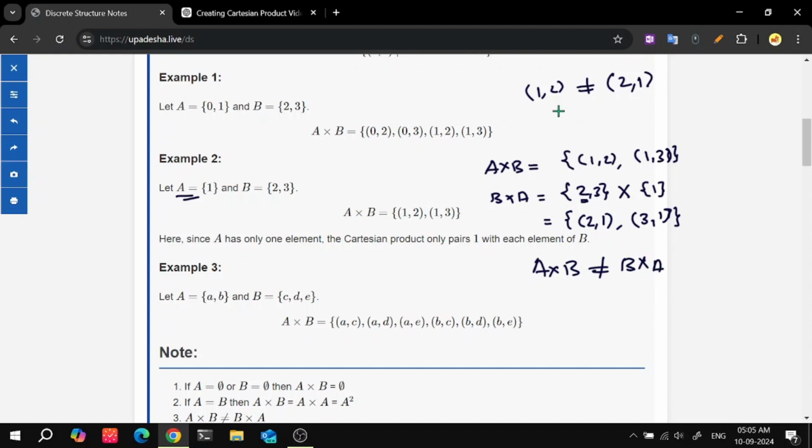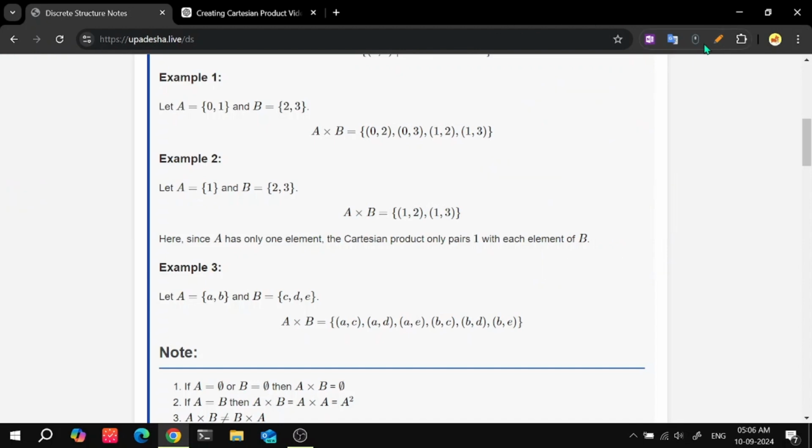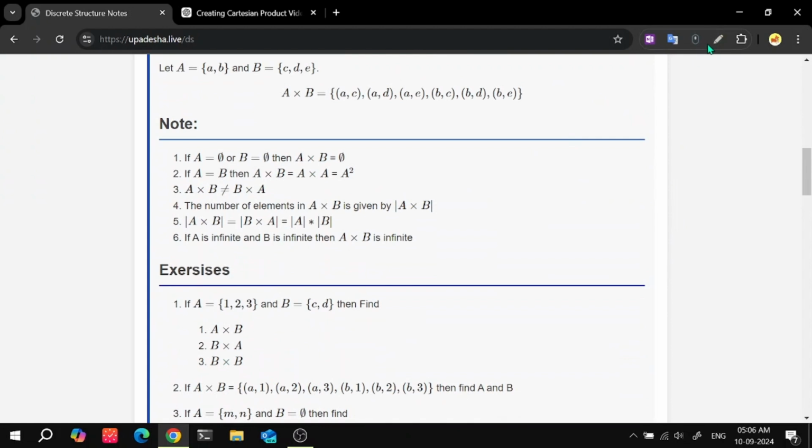In a set, if you are rearranging the elements, this is written here and this is written here, it doesn't matter, but in ordered pairs the sequence must be followed. This is clear. Now coming to the next note, that is the number of elements in A cross B is equal to the number of elements in B cross A, which is equal to the number of elements in A into the number of elements in B. Just now I have given an example. You can rewind the video and check once.